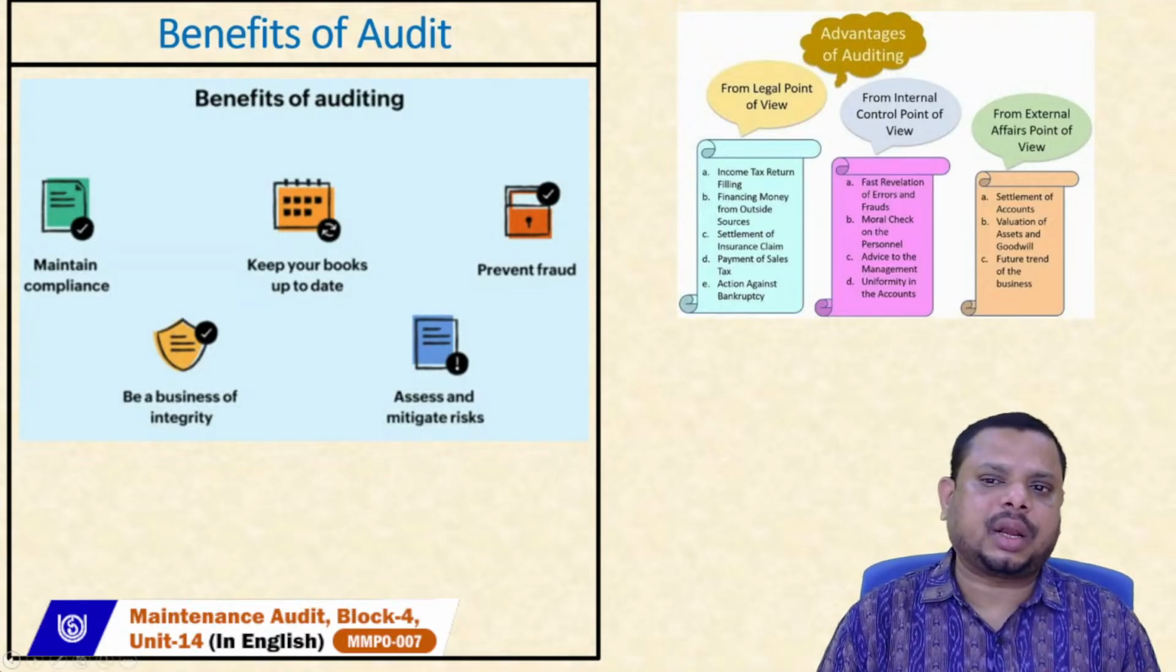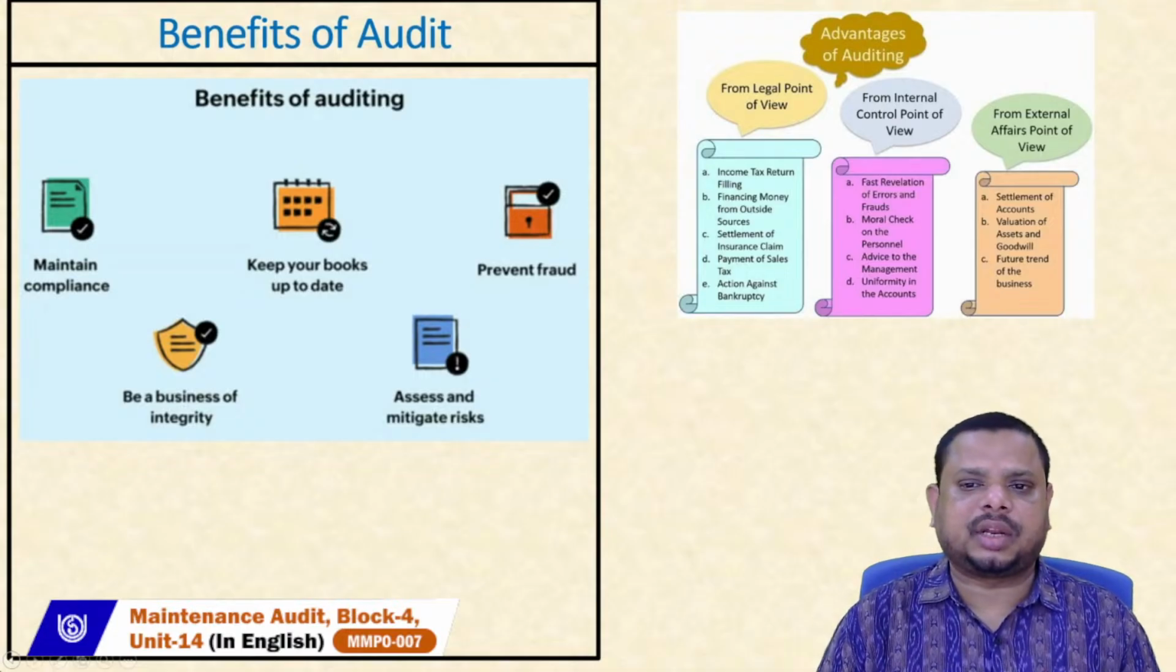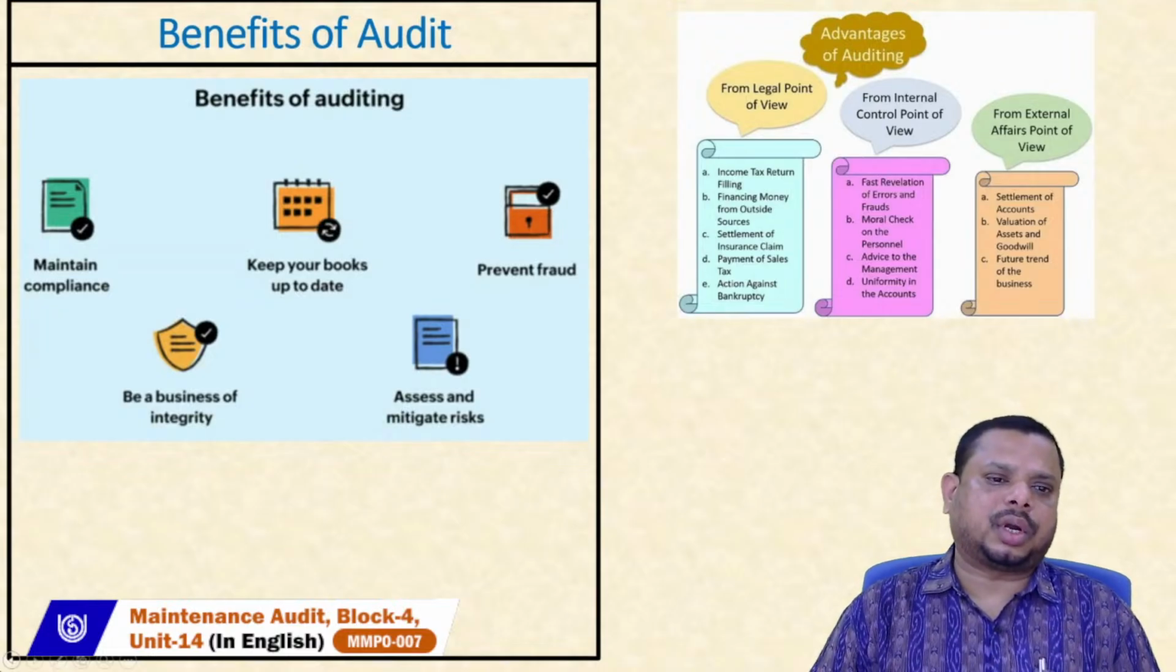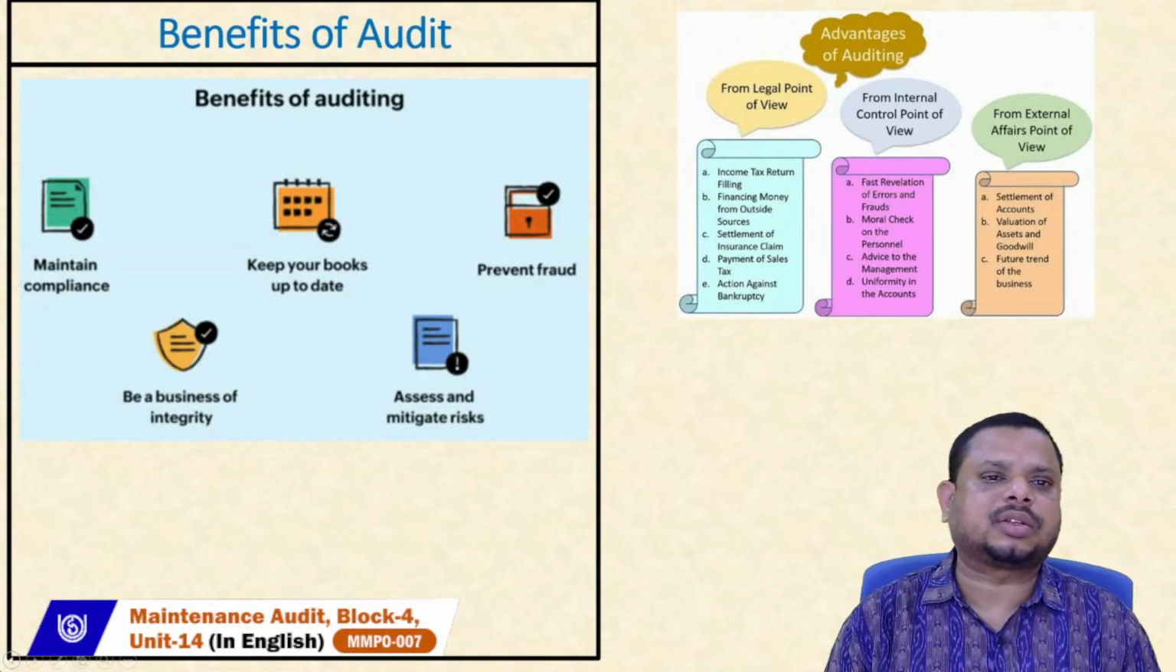But in case of internal audit or internal control points of view, they go for fast revelation of errors and frauds inside organizations, moral check on personnel, advice to the management, and irregularities in accounts. In case of external points of view, the basic benefits include settlement of accounts, value of assets and goodwill. Future trends of the business are also included under external audits. So these are the common benefits or advantages of audits.